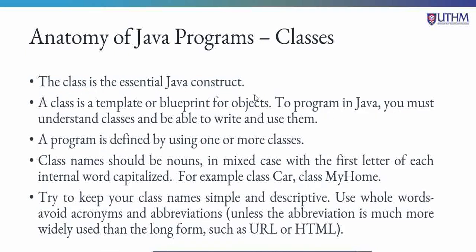Classes. The class is the essential Java construct to program. A class is a template or blueprint for objects. To program in Java, you must understand classes and be able to write and use them. A program is defined by using one or more classes. As I mentioned before, we can have more than one class inside a Java program.